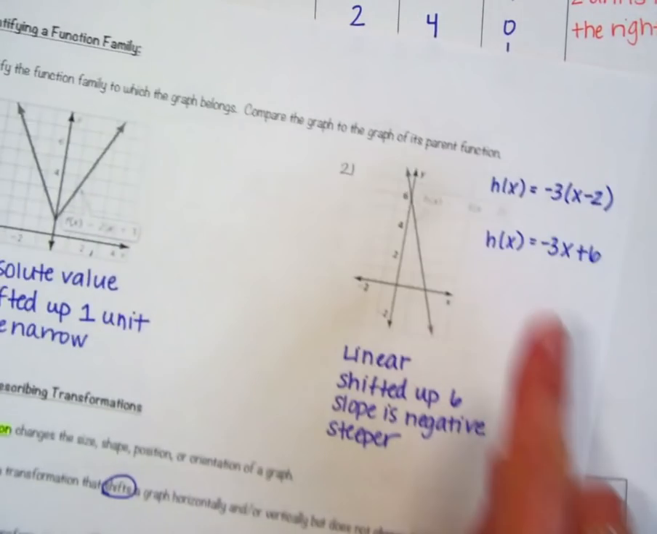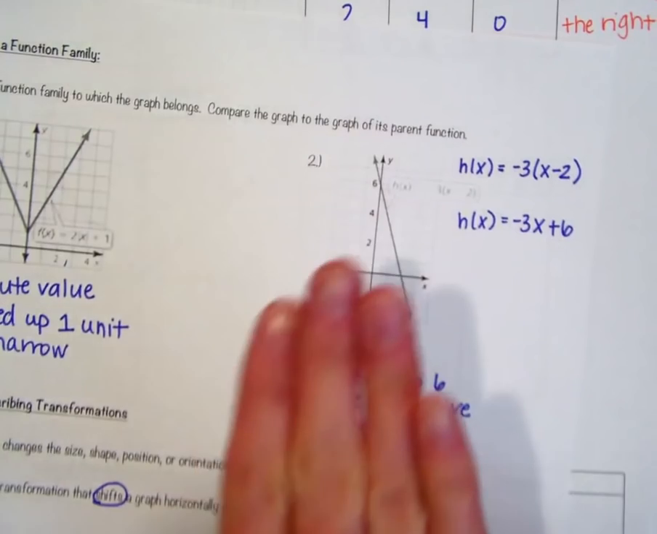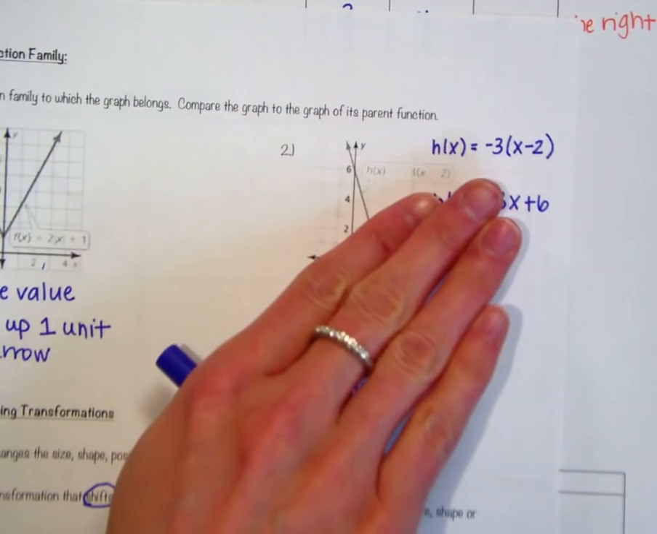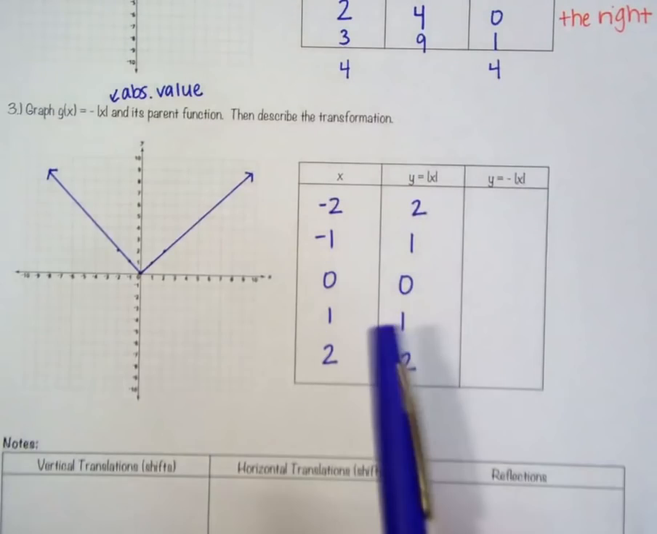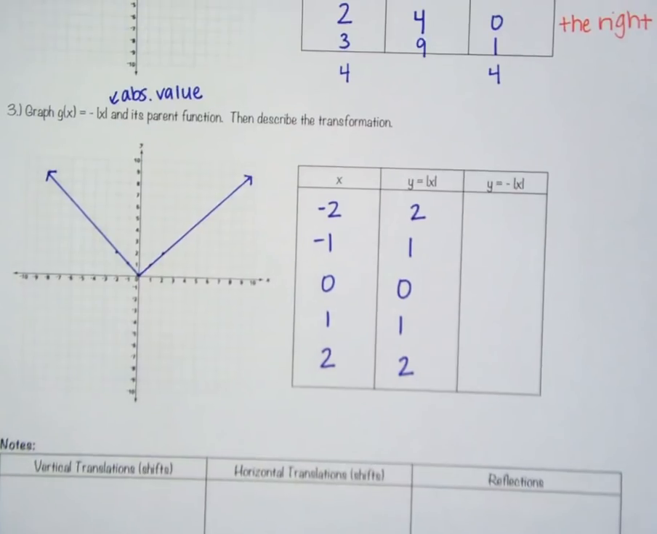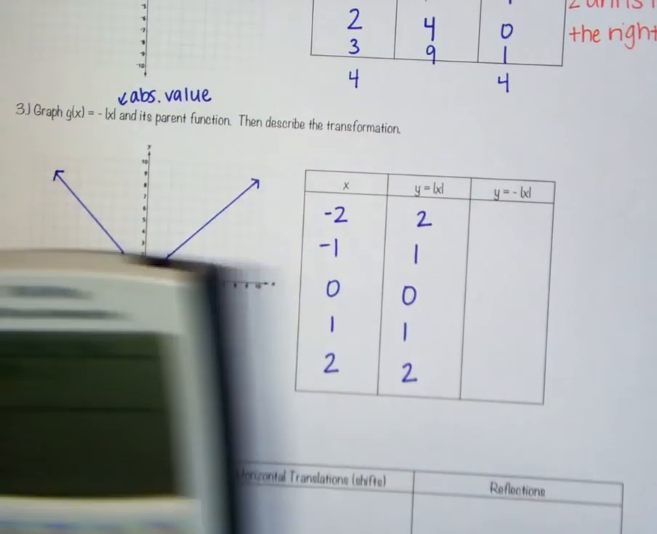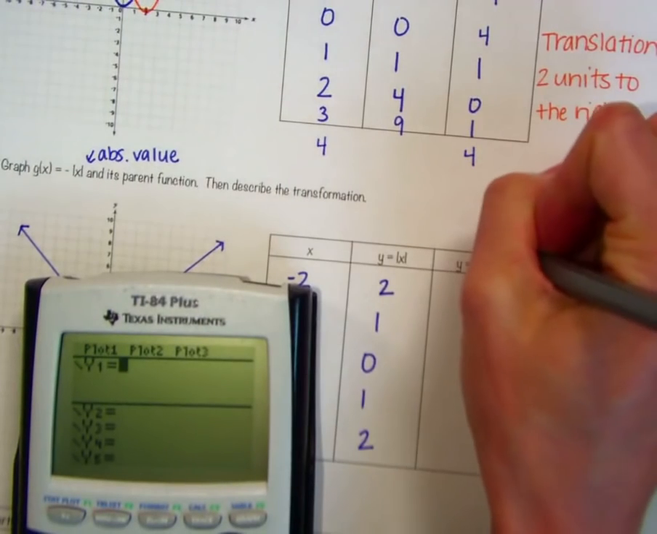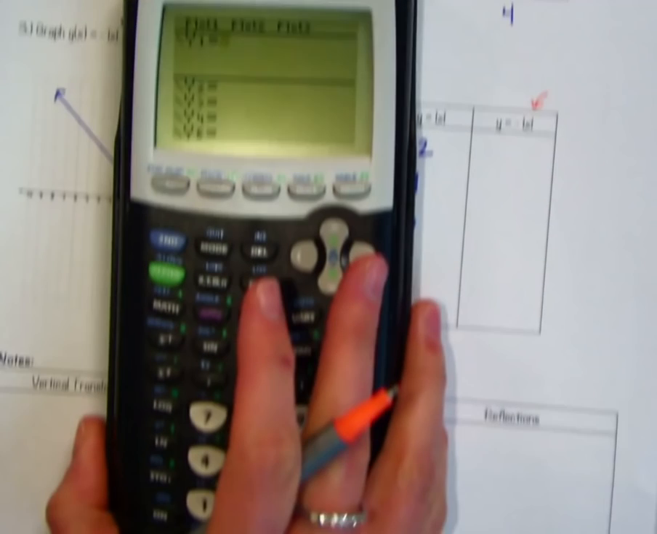Well, when we did that here, when we multiplied this by a negative, that flipped our line. We were going positive in our parent function, now we're going negative. So let's see what happens when I do that. Okay, well, we can do the same thing by putting it in our table. To get to the absolute value, so type in the negative first.